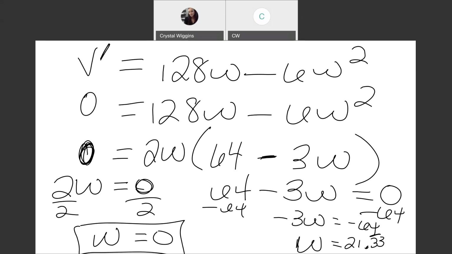Now, to me, the 0 is unimportant. I don't even need to entertain the 0, because if the width of the box was 0, that's obviously not going to maximize volume. That means you have no box. No box, no volume. Not really helpful. So now our focus is on this 21.33, because again, we know it's a critical value, but we don't know if it's a min, max, or inflection point. So we need to do our first derivative test.